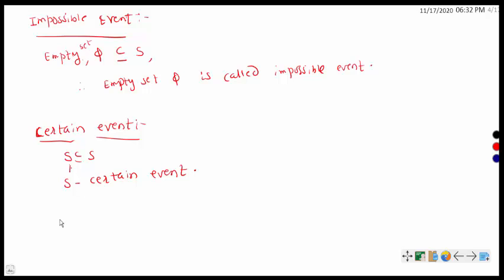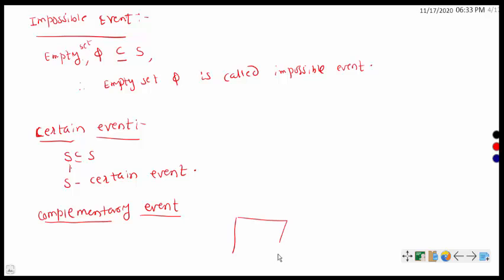Now we are going to define the complement of an event, the complementary event. See here, phi is an empty set, called the impossible event. S is again a subset of S, called the certain event. Now we are going to see the complementary event.